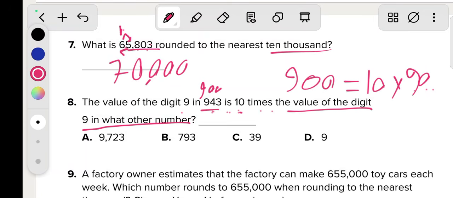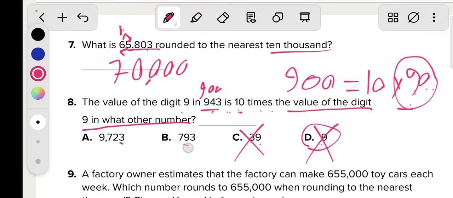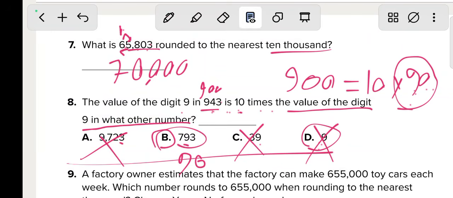Okay, so which number do we need here? The value of the 9 in this number must be 90. Is the 9 here 90? Of course not. The 9 here is in ones. The 9 here is 90. So letter B. The 9 here is 1,000, so it's wrong. So he told us the value of the 9 here is 900, right? It is 10 times what? 10 times 90. Where is the 90 here? 90 is in letter B.